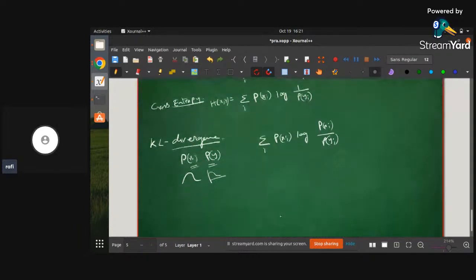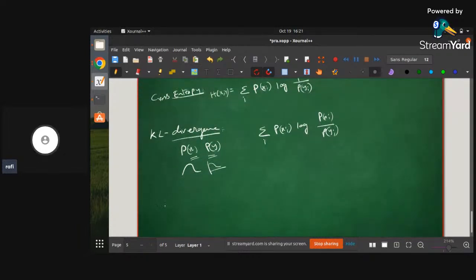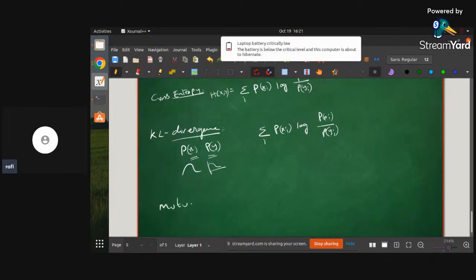Between the two random variables, we define another quantity called the mutual information.